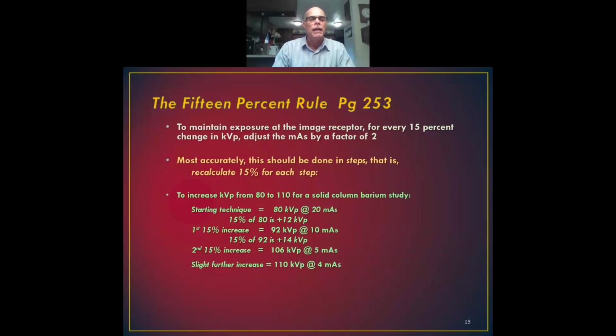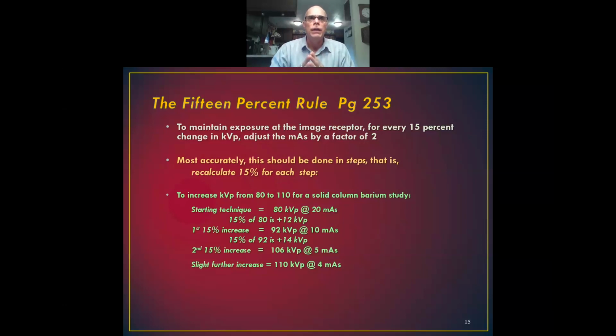We're going to take 15% of 80. We're going to add that 15%, which is 12, to our original kVp of 80. And now we have a new kVp of 92. That's our first 15% increase. We're now at 92. But since we've gone up in our kVp by 15%, we're going to take the original mass of 20 and we're going to halve it.